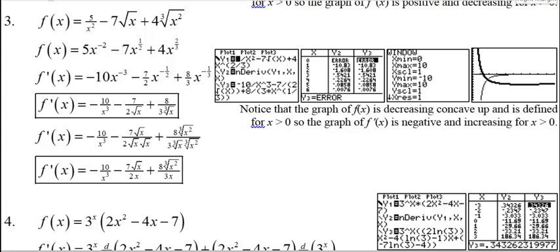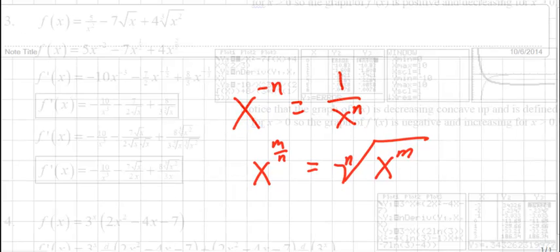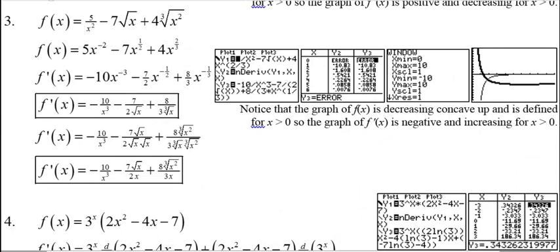So I'm using a couple of properties of exponents, and I'll just remind you what those basic properties are. Basically, we use the property that x to the minus n is 1 over x to the n, and we use the property that x to the m over n, if m over n is reduced, is the same thing as taking x to the m power and then taking the nth root of that. So those are the two properties of exponents that we used in rewriting this. Well, now that we've rewritten it as a sum of power functions, we can do it like the last problem.